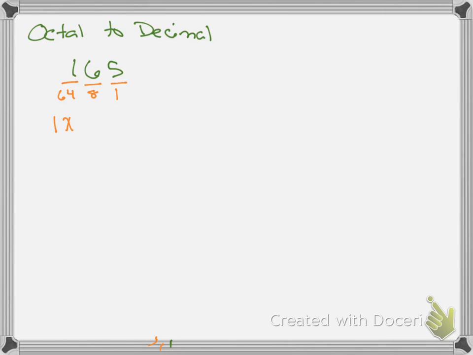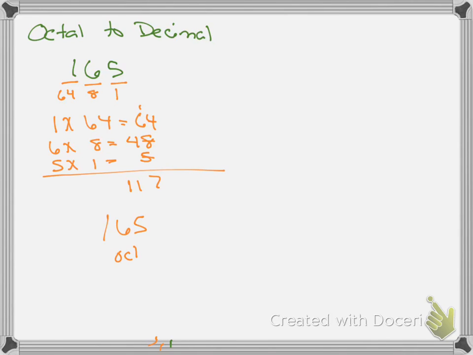So I have 1 64, 6 8s, and 5 1s. Now I'm just going to add those numbers up. 1 times 64 is 64. 6 times 8 is 48. 5 times 1 is 5. 12, 17, carry the 1, 10, 11. So 165 in octal is the same thing as 117 in decimal. Hope that helps.